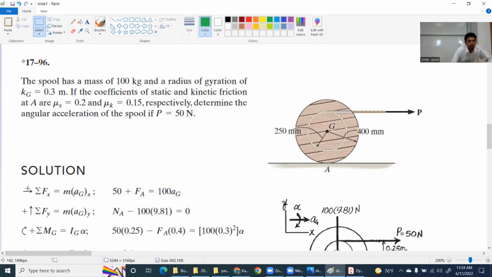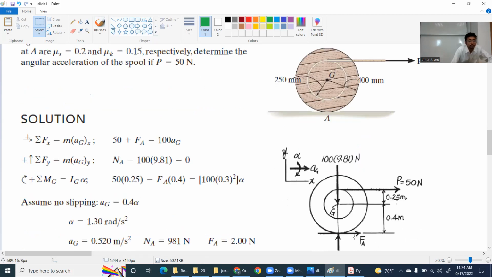I wrote the summation of forces in the x direction. I have to talk about friction, so I will take the friction to the right. We have talked about this in this class a lot of times, that sometimes the direction can become tricky. Summation of forces in the x direction has FA, that is the friction. Summation of forces in the y direction is equal to MAGY. I highly doubt that this spool is flying in the air. So AGY is 0, like, come on. That's why there is a 0 term sitting on the right.